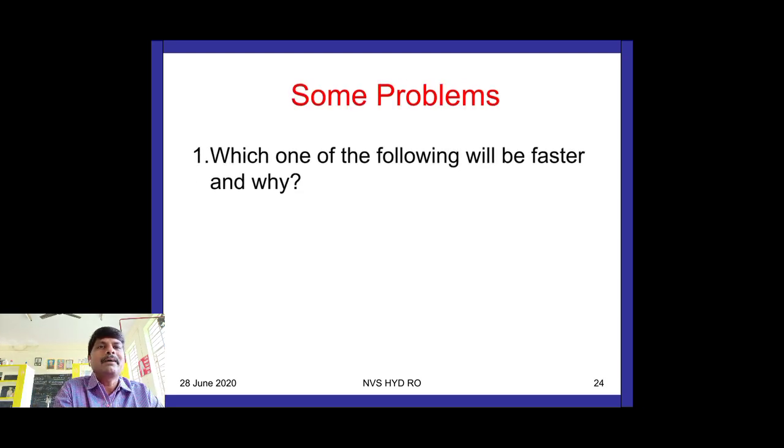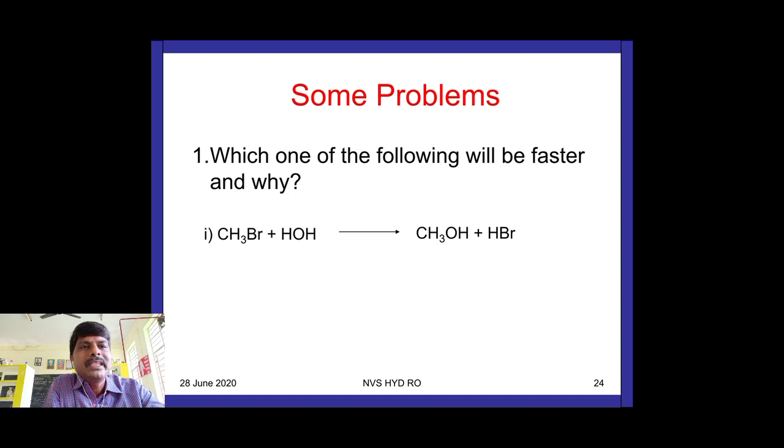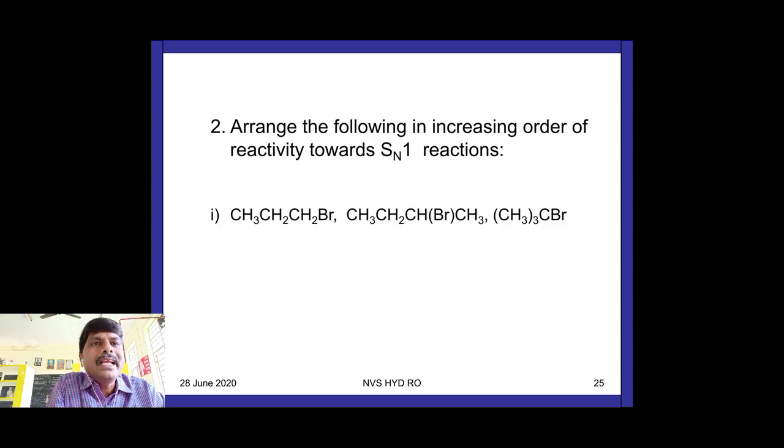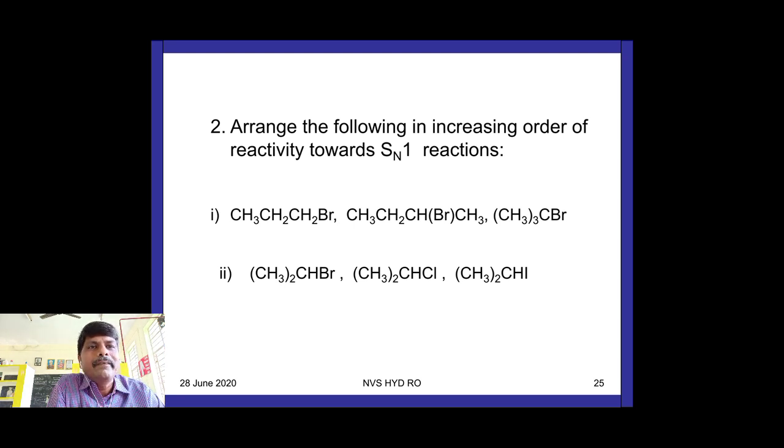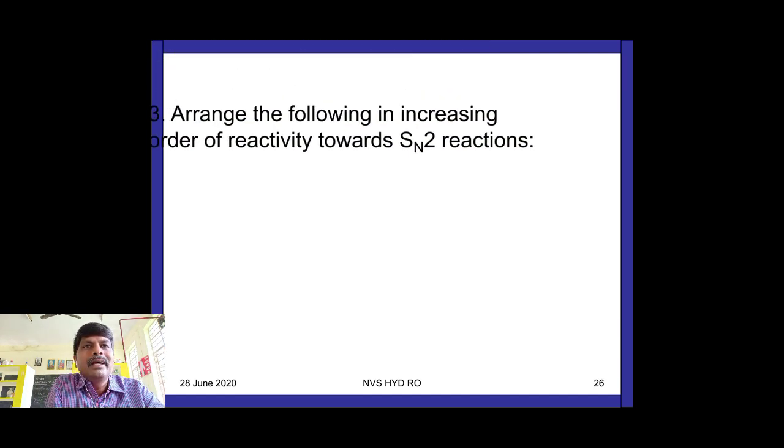Here I attached some questions. Which of the following will be faster and why? Here some reactions are given. Which reaction will take place faster and why? So try to answer that question. Next question: arrange the following in increasing order of reactivity in SN1 reactions. Here three compounds are given, so you have to write the increasing order for SN1 reaction. Next, the second part is also the increasing order for SN1 reaction.